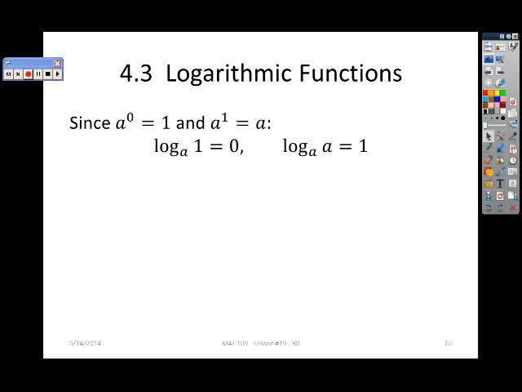The logarithm of 1 is always going to be 0, and the logarithm of whatever base you're in is always going to be 1. That's true because whatever your base is, if you raise it to the 0 power, you get 1. So the logarithm of 1 is always going to be 0, no matter what base you're in. Likewise, if you raise a base to the first power, you just get whatever the base is. So the logarithm of the base is 1.